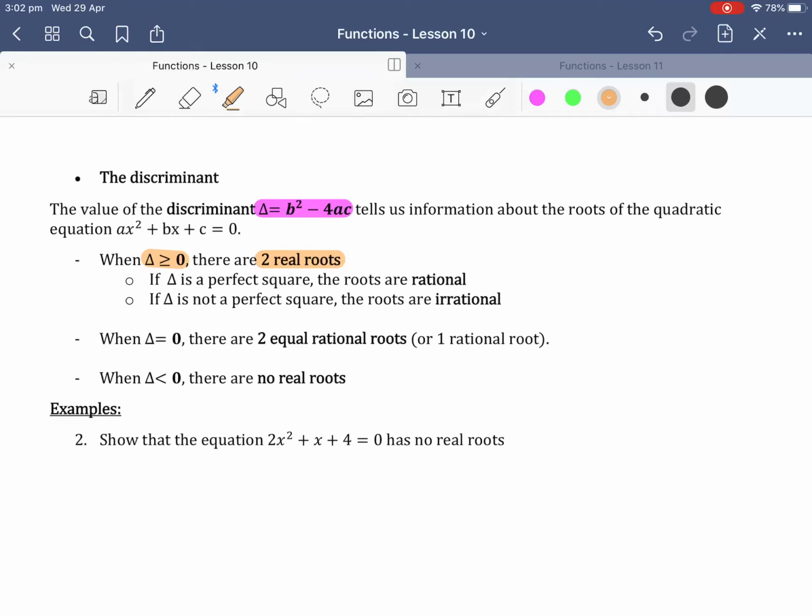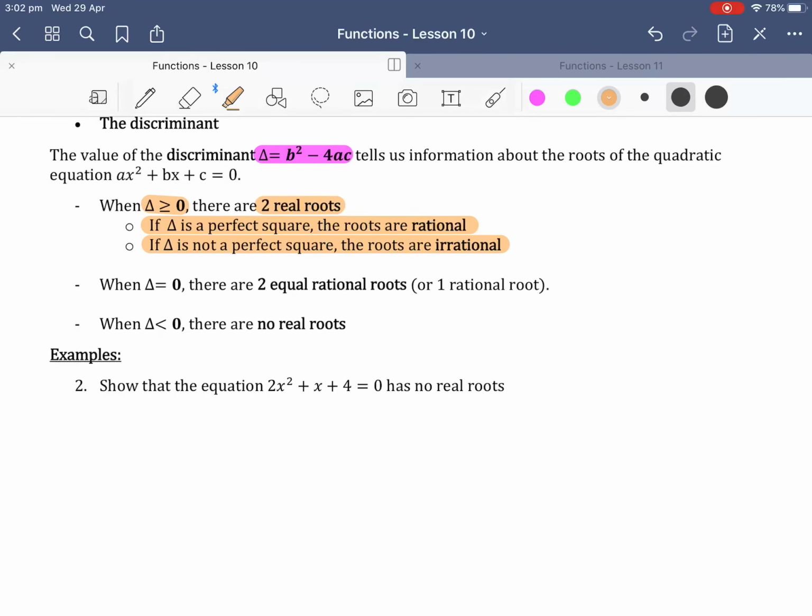If the discriminant is a perfect square, then the roots are rational. A perfect square is any number that can be square rooted. So 4 is a perfect square because the square root of 4 is 2. 9 is a perfect square because the square root of 9 is 3, etc. Or if the discriminant is not a perfect square, then the roots are irrational. So if it's not a perfect square, it just means it's a number that can't be square rooted to a whole number, such as the square root of 15, which does not equal a whole number. So if we had our answer of 15, it would be irrational.